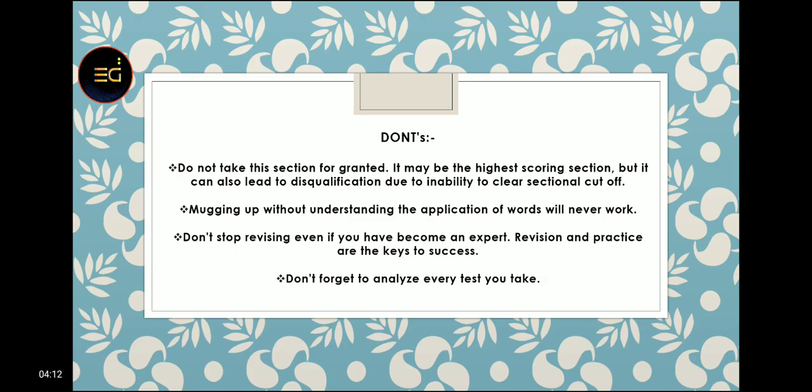Mugging up without understanding the application of words will never work. As I already said, always follow the root word approach to understand the meaning of the words. And of course, don't stop revising even if you have become an expert. Revision and practice are the keys to success. And of course, don't forget to analyze every single test you take. Analysis is a must, which I am repeating again and again.